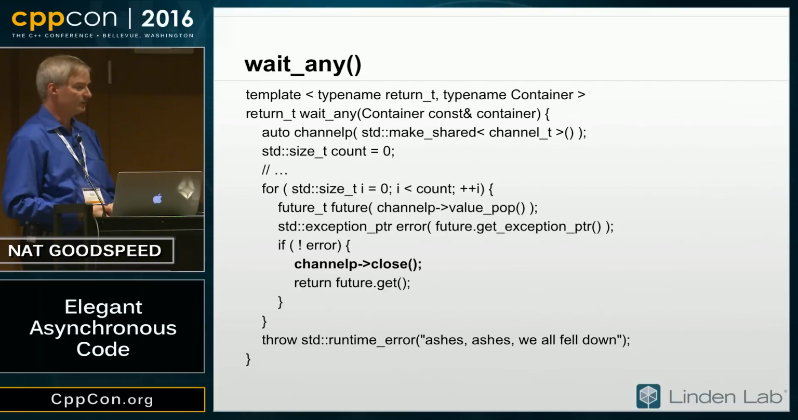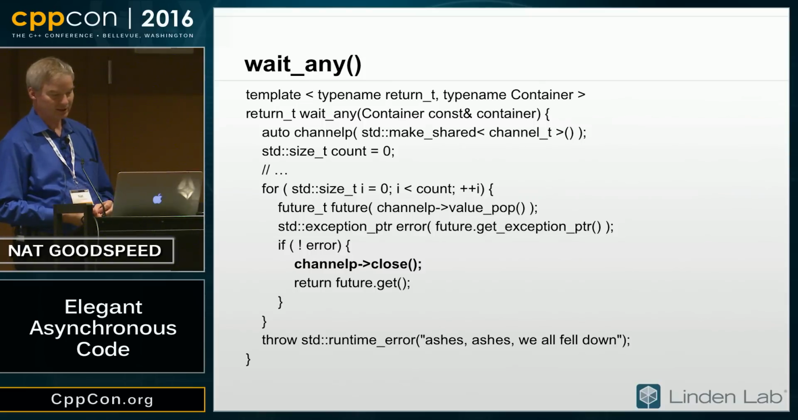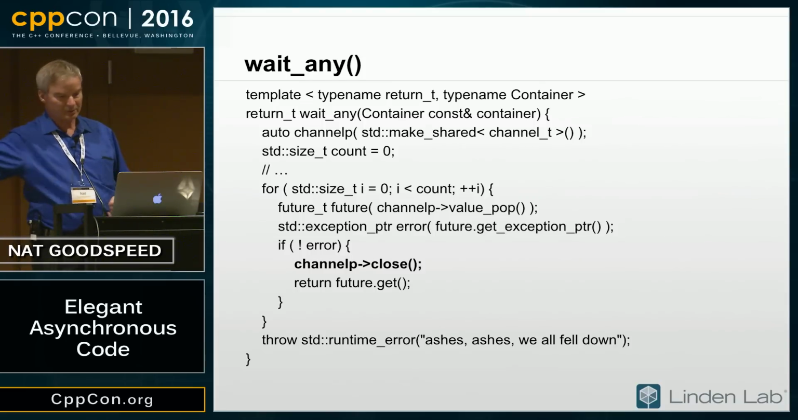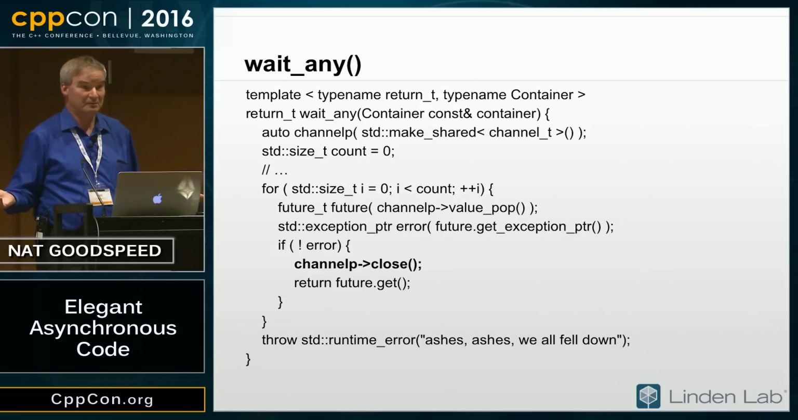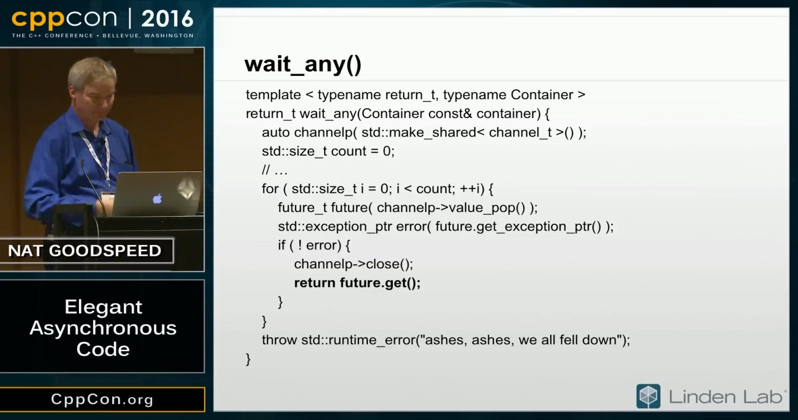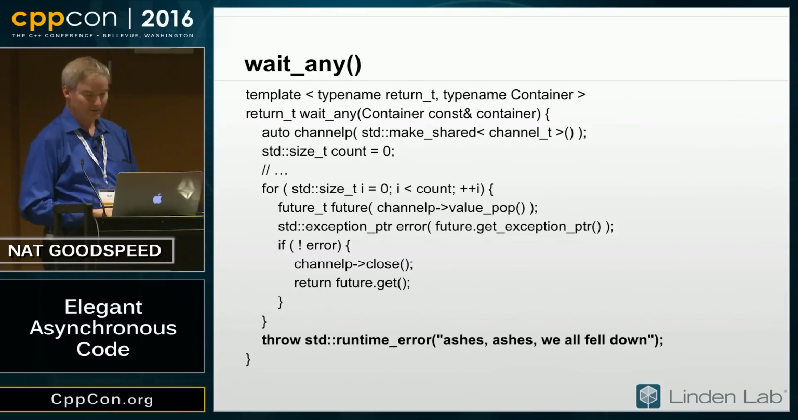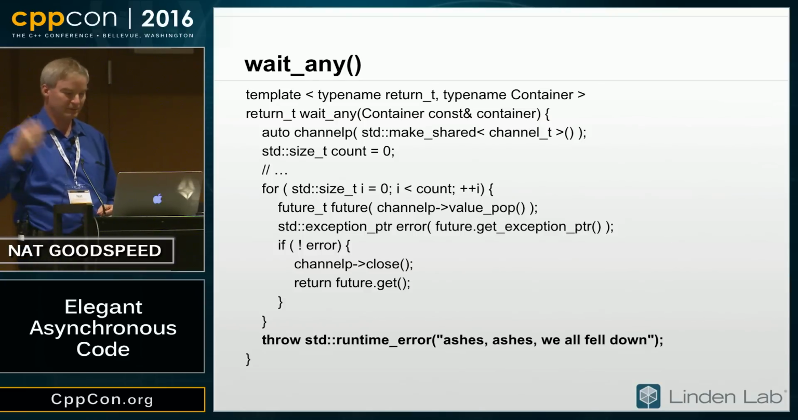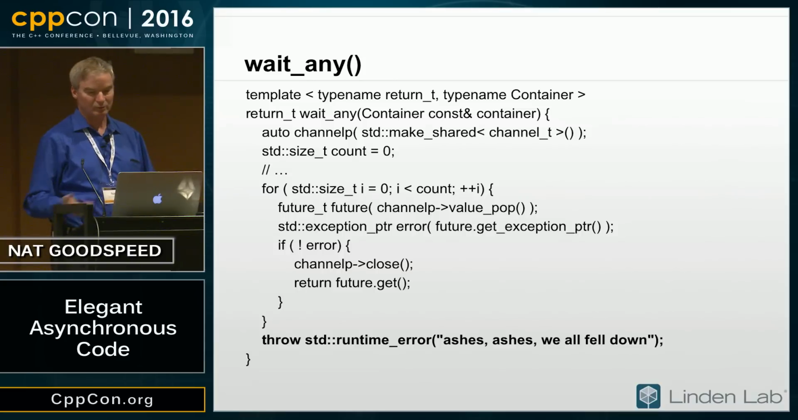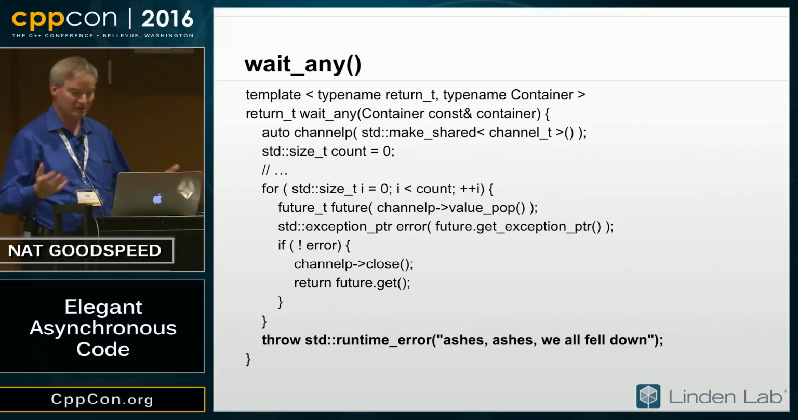Once we know the future is fulfilled with a value, we can close the channel. That means that no subsequent producer fibers will succeed in pushing values to it, which is fine. We only want the first. And then we can return this future's value. Of course, if we really do burn through count futures and every single one of them contains an exception, we should probably communicate failure to our caller somehow. Naturally, it would be helpful if we captured one or more of the exception pointers from the fibers. This is just a placeholder.